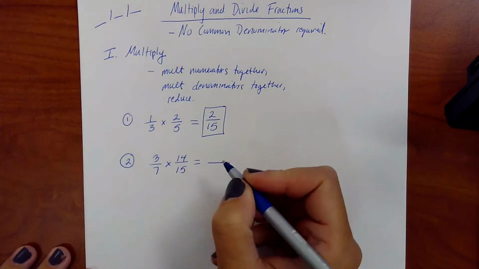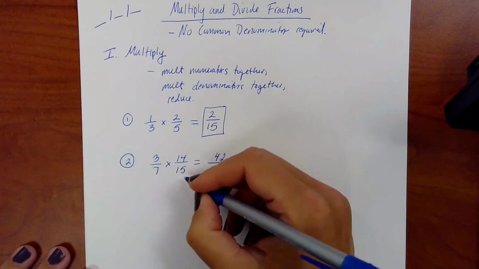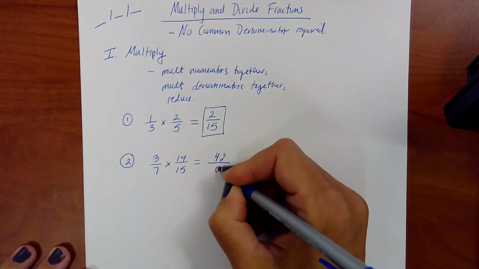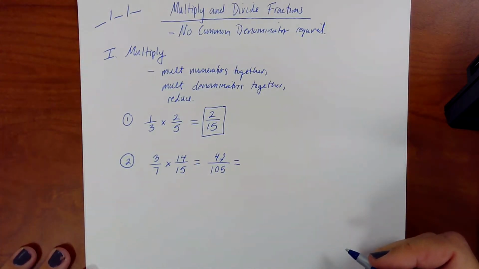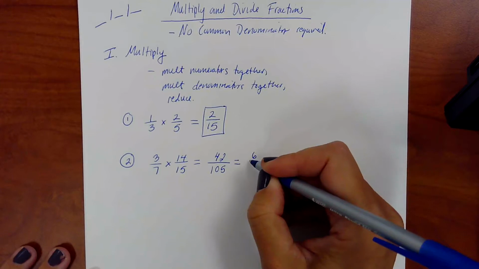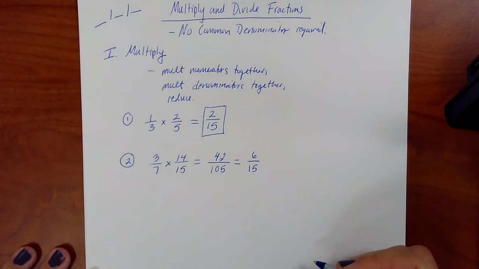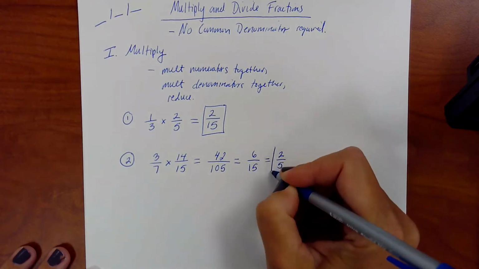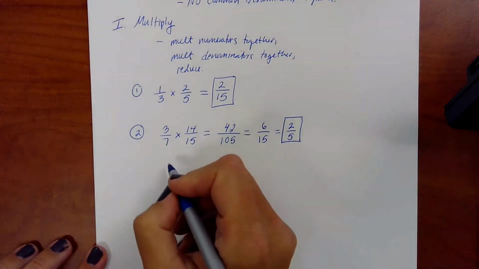All right, this one's a little harder here. 3 times 14, 42. 7 times 15, 105. I'm doing the next part in my head. You can reduce this, looks like by 7 at least, so that's 6/15. Oh, now you can reduce by 3. That was a pain, right? Let me show you an easier way to do that one.